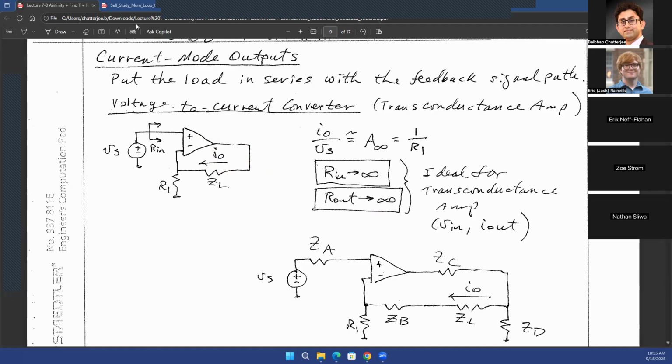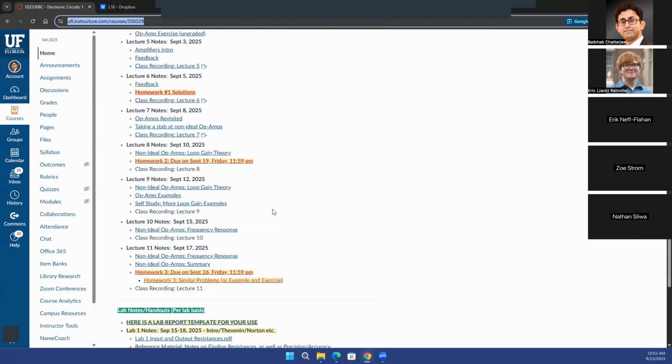All right. So there is also another document uploaded as self-study, more loop gain examples. So let's look at a few examples from there, and then if there is time remaining, we'll start with the frequency response in today's class.